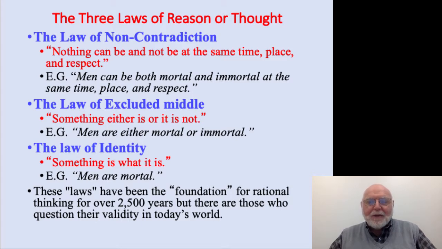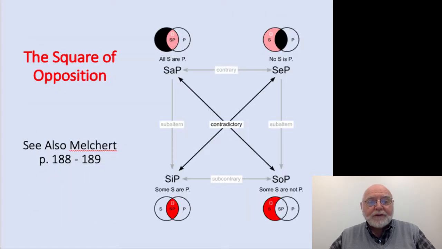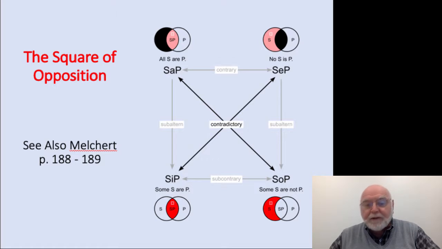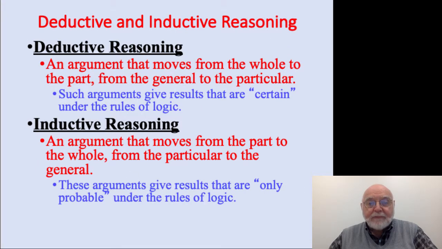We were focusing on the three laws of thought and reason. And now, briefly, let's look at the square of opposition. You'll find a different model for this diagram in the textbook by Melchett. What I want you to see here is that what we have on the top line, all S are P, and over on the right-hand side, no S is P. What we have here are, in a sense, universal statements. And down the bottom, we have particular statements. Now, these statements are in the form of deductive reasoning, and these are inductive reasoning. And with that in mind, let's now come to the next slide.